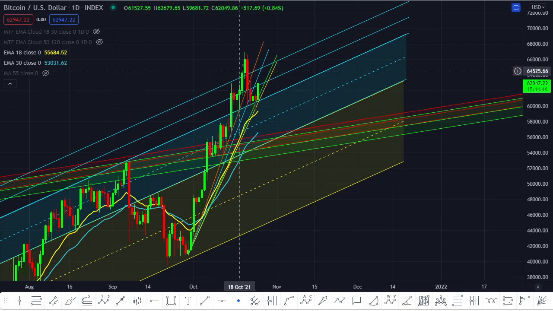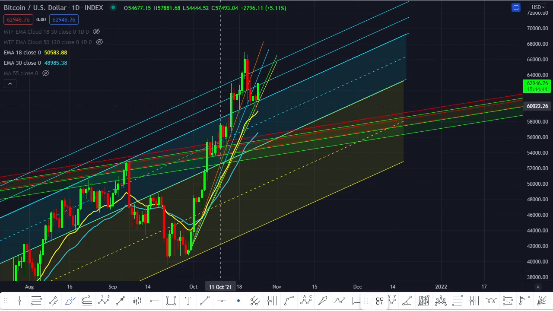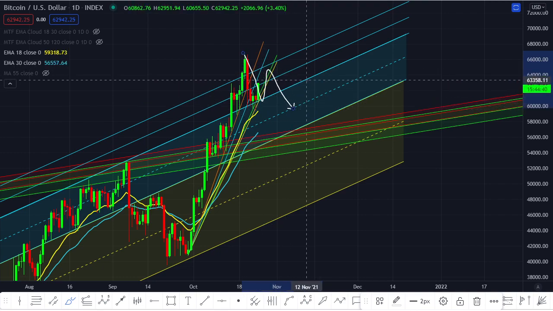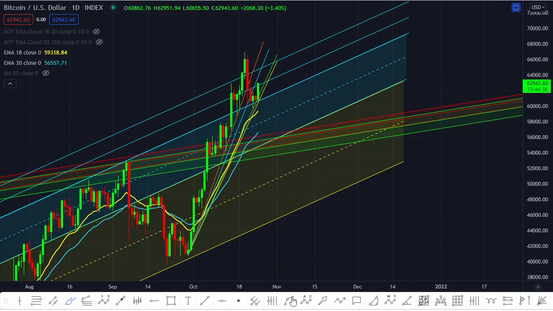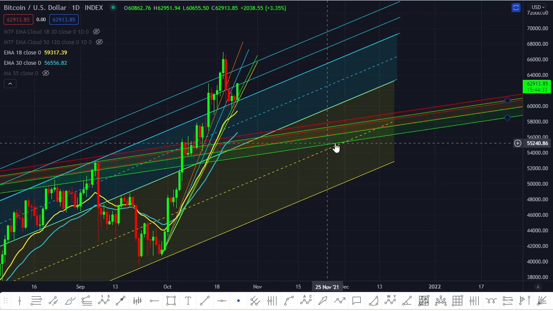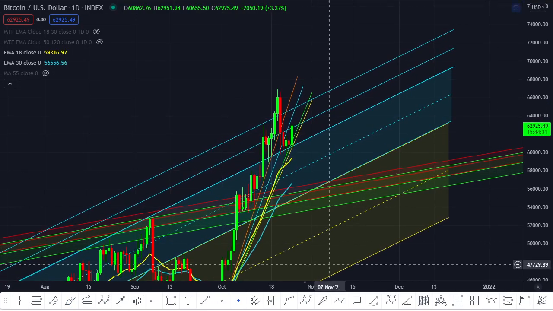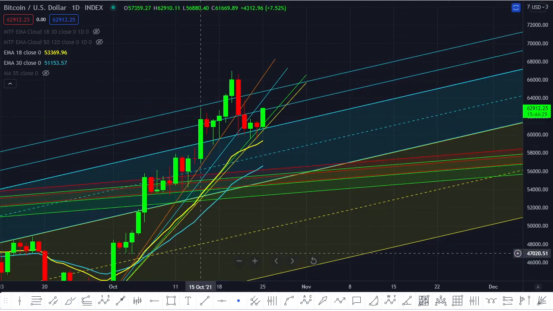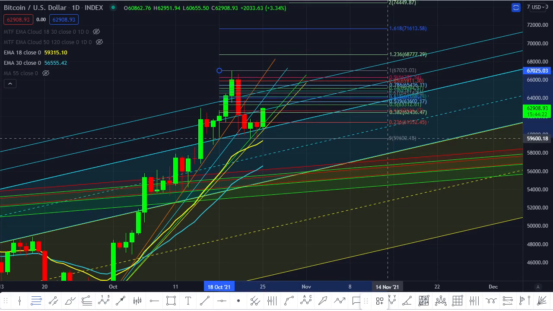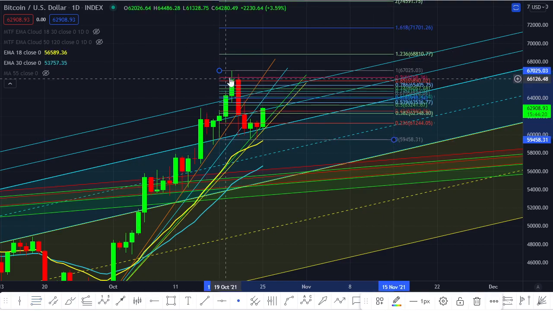Right now, I do see Bitcoin potentially forming an ABC correction, which kind of looks like this: A, B, C, and then most likely that C will take you to that 56, 57k region in the next coming weeks, in my opinion. Now, one thing to note: in the best case scenario, the B wave can retrace to around 0.5 to 0.618 off the move to the downside of the A wave. So this is your A wave from 67,000 all the way down to 59,500.